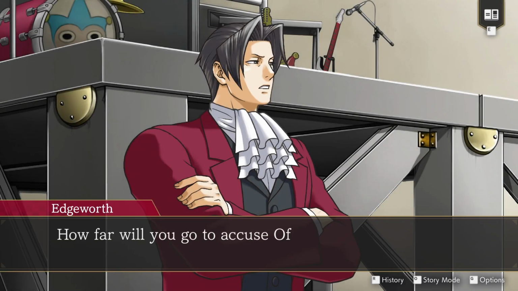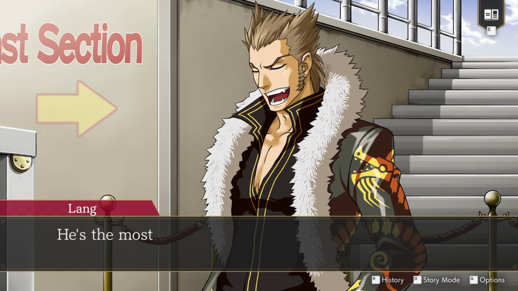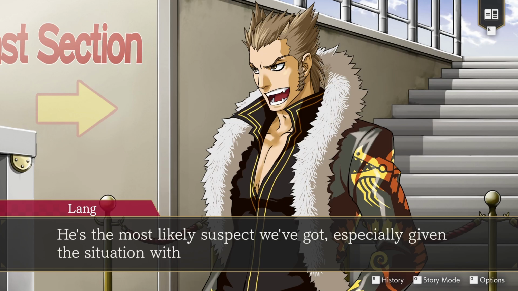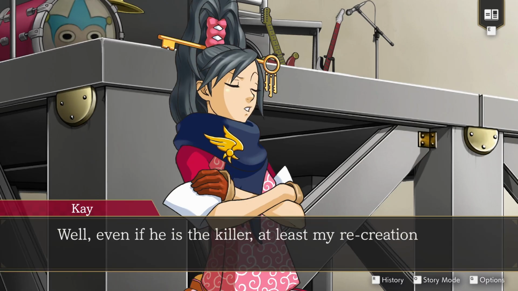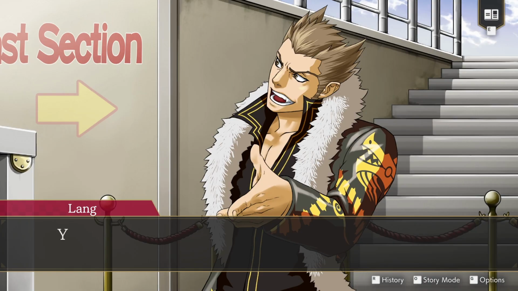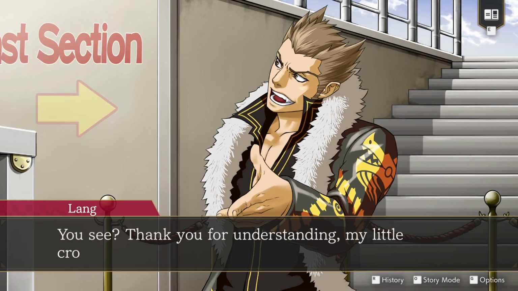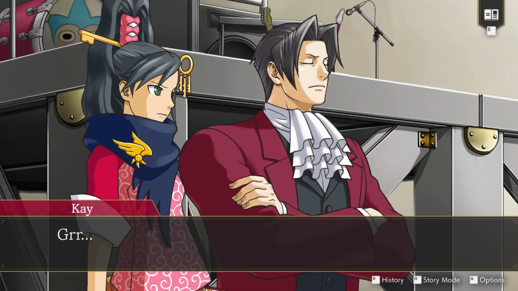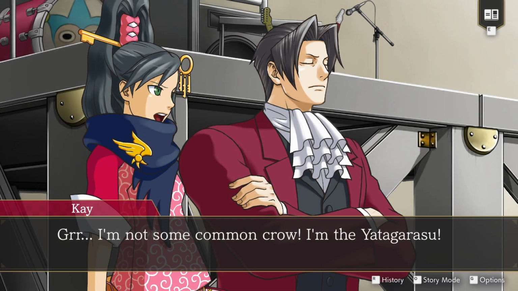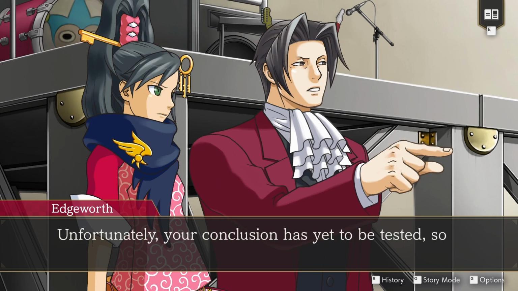But we didn't finish with it. How far will you go to accuse Officer Meekins of the crime? He's the most likely suspect we've got, especially given the situation with his gun. Well, even if he is the killer, at least my recreation was on the mark. You see? Thank you for your understanding, my little crow girl. I'm not some common crow. I'm the Atagarasu, the Raven of Legend. Shut up! Unfortunately, your conclusion has yet to be tested. Let's see how well it holds up.